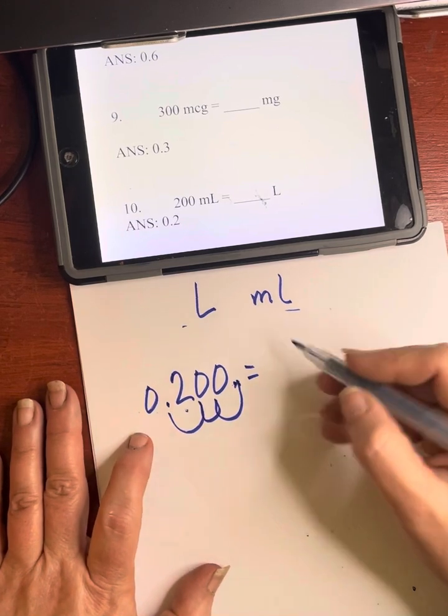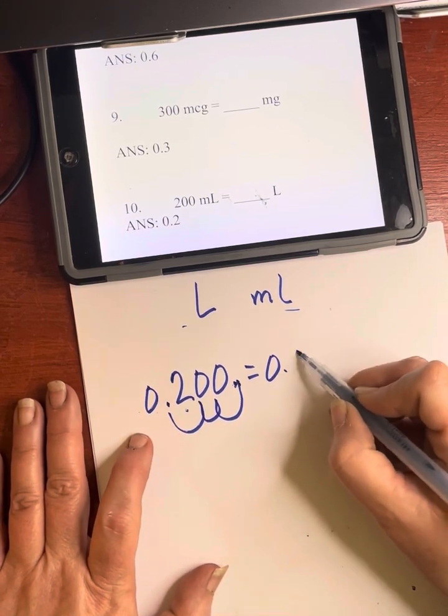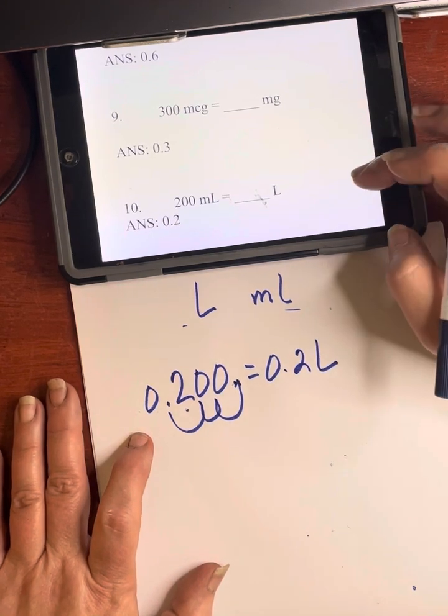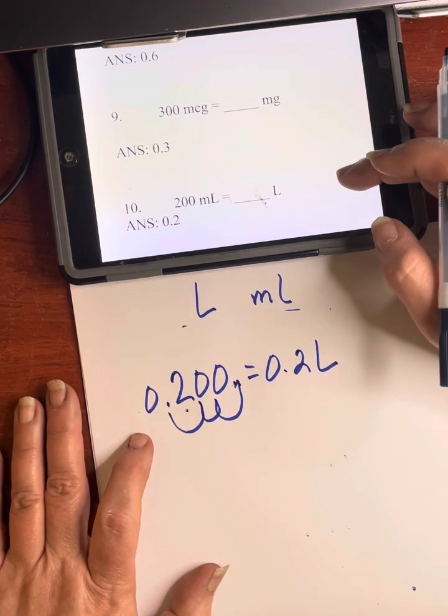So the answer is 0.2 liters. Look, we saved another one.